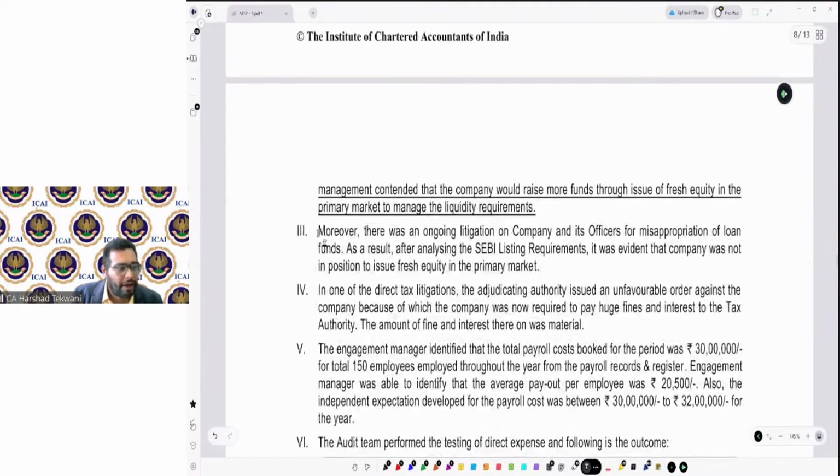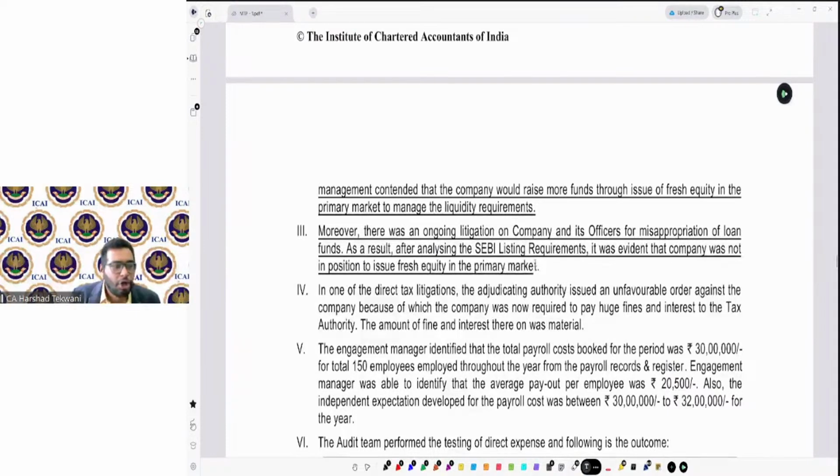If you see the next paragraph, moreover, there was an ongoing litigation on the company and its officer for misappropriating loan funds. As a result, after analyzing SEBI's listing requirement, it was evident that the company was not in a position to issue fresh equity in the primary market.